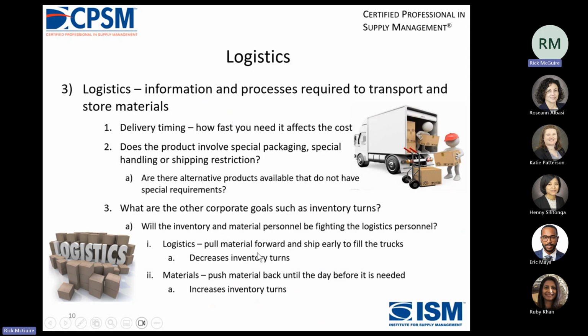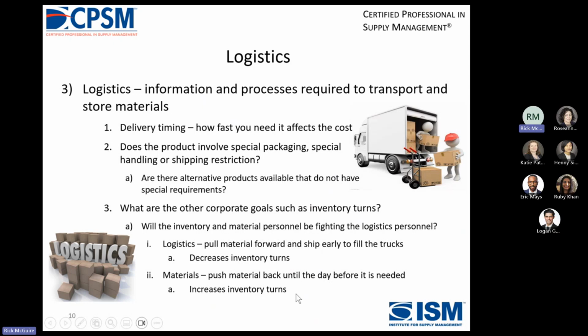So logistics, which is the guys scheduling the trucks, pull material forward and ship early to fill the trucks. Unfortunately, that means you get the material early and it decreases your inventory turns. But logistics is measured on how expensive it is to run those trucks. If they can run them full, it's a lot less expensive. Materials, they want to push everything back until the day they need it. So they don't care if there's only one part on the truck. And don't show up until the day before I need it. That increases the inventory turns, which is what materials is usually measured on. So you've got conflicting goals between these two groups, and you have to work that out.